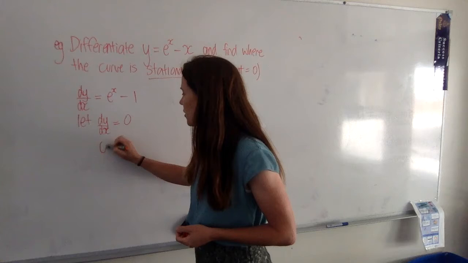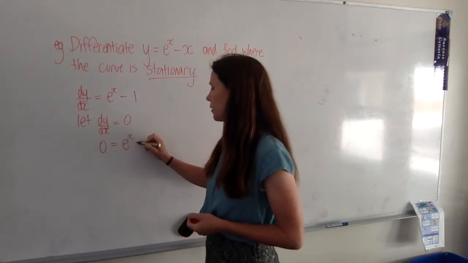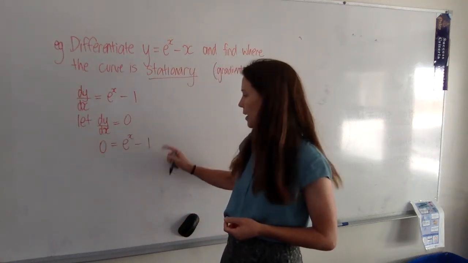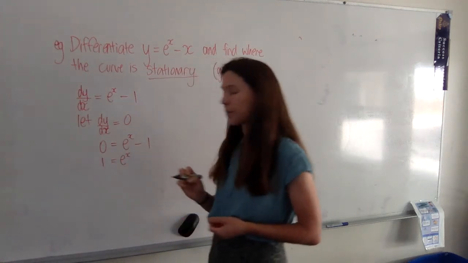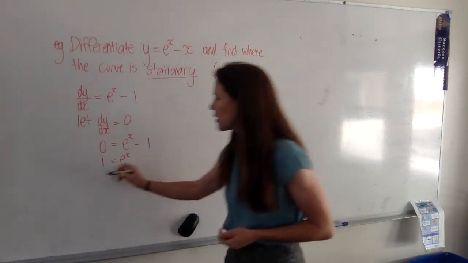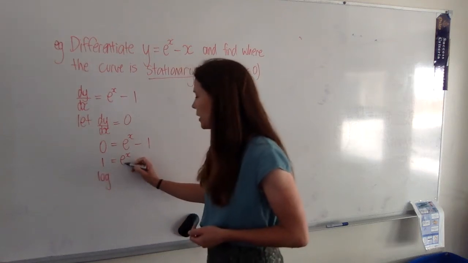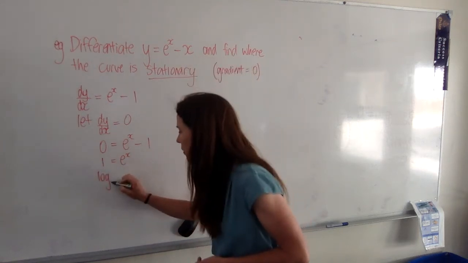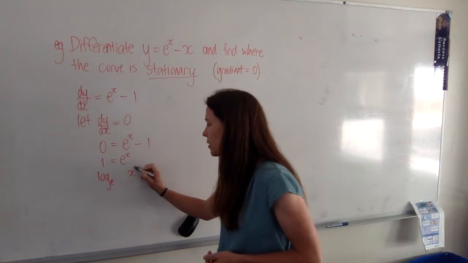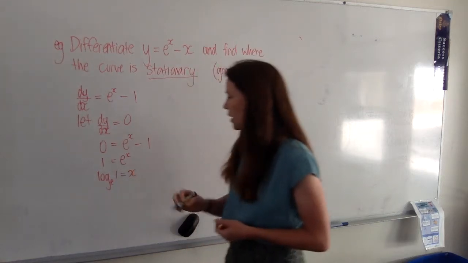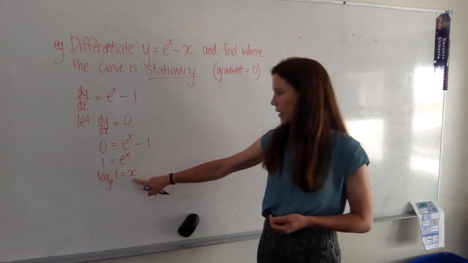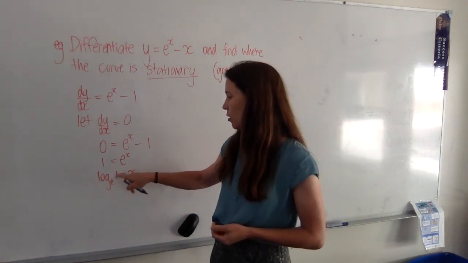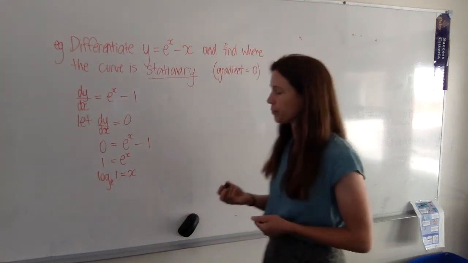So subbing in 0 for dy dx, I get this. Adding 1 to both sides, I get this. And now solving for x, I need to rewrite this as a log. e to the power of x is 1, so I write e to the power of x is 1. And I have my answer there. It happens at this point here, where x is equal to the log of 1 with a base of e.